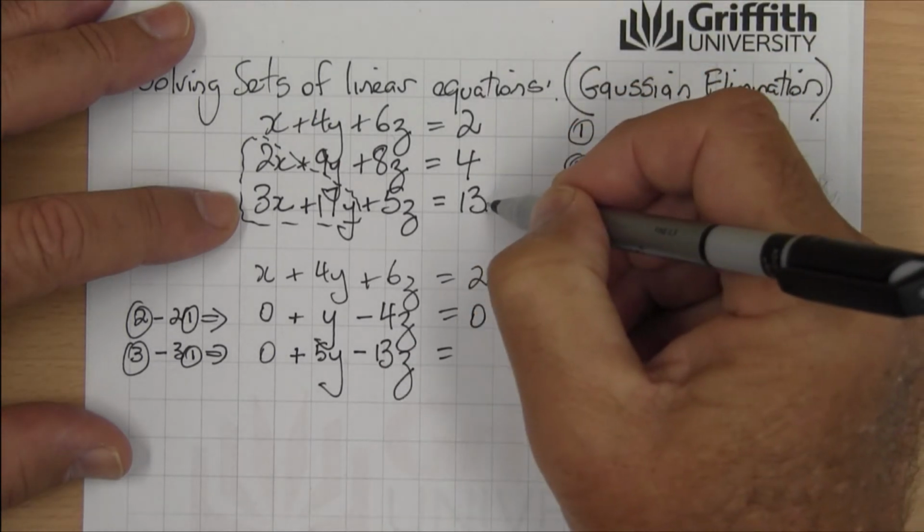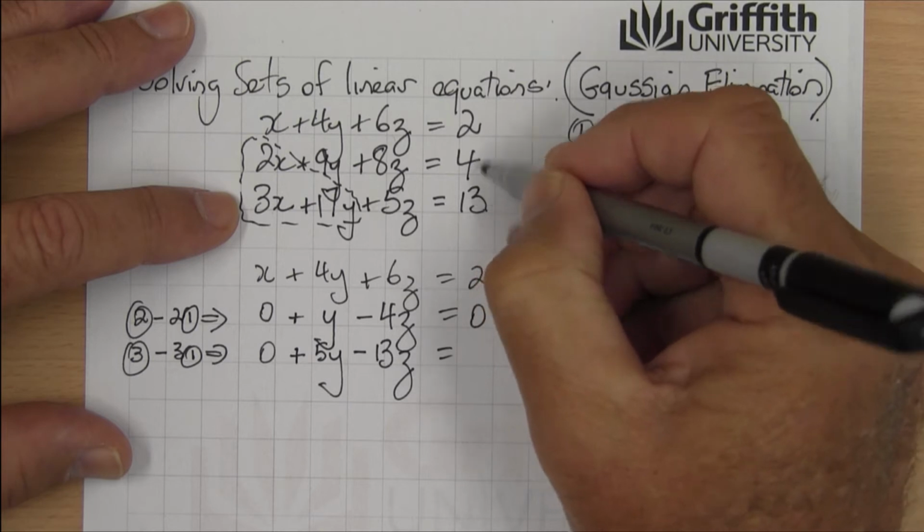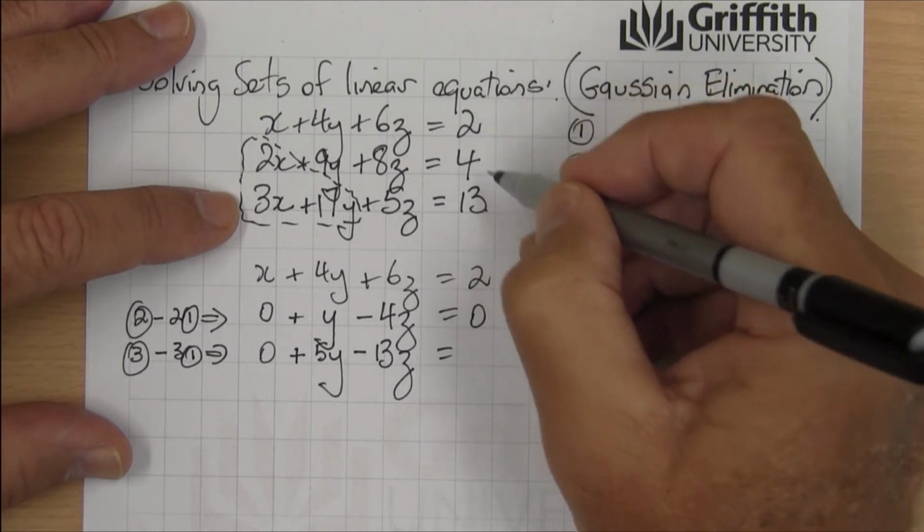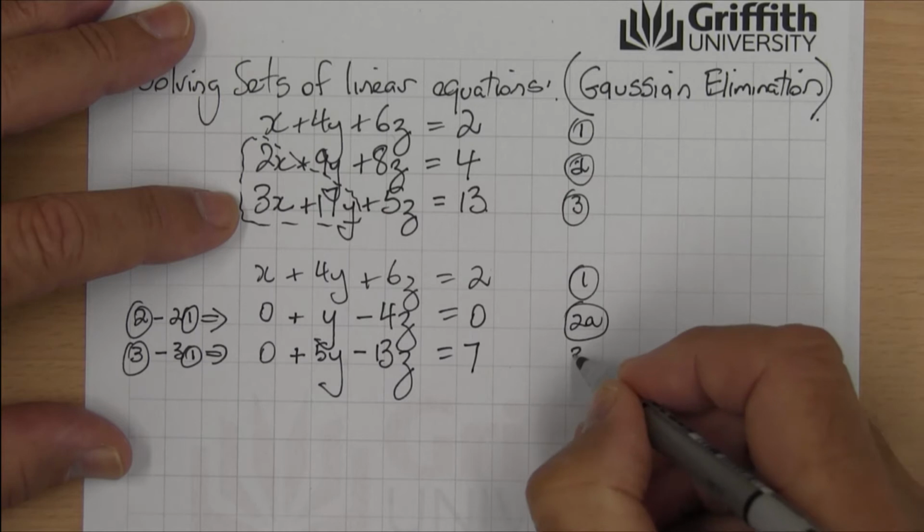And you've got 13 minus 3 lots, that's 6, so that'll be equal to 7. So we'll call that 3a.